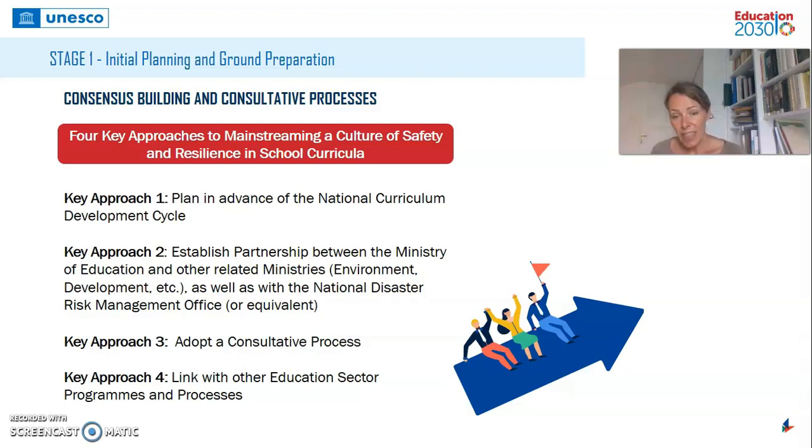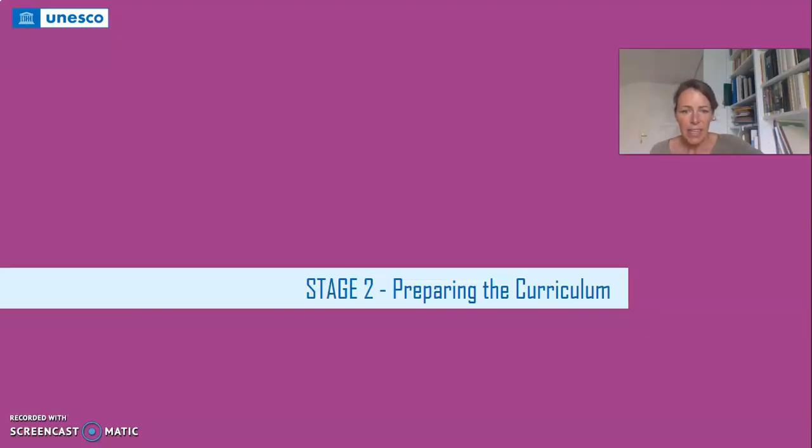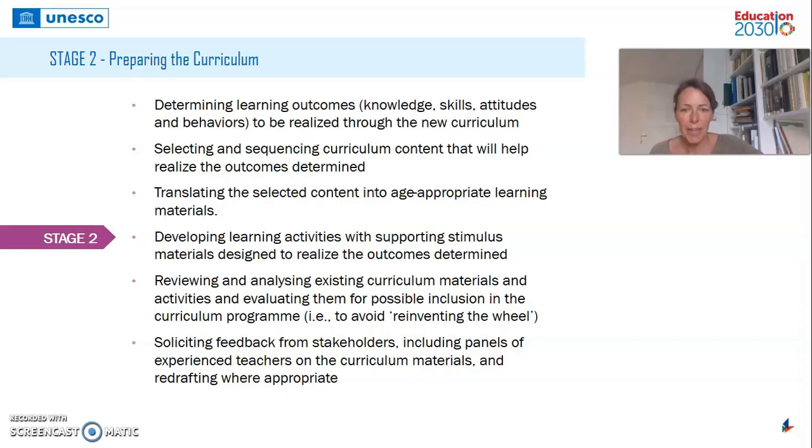To adopt a consultative process, that means already in the preparatory phase, all stakeholders have to be aware and consulted. And you also have to link the different geographical levels of the education system. So not only the national level ministry should be involved, but also provincial and district level education authorities and actors, including teachers, should be involved in planning. The second stage is then the preparing of the curricula.